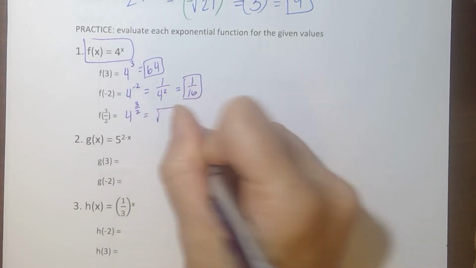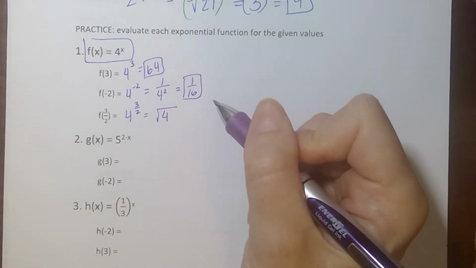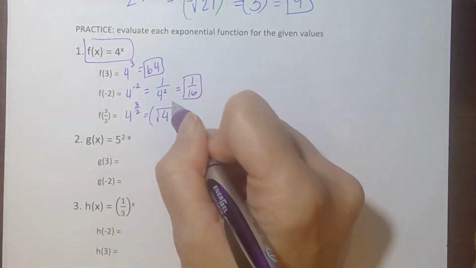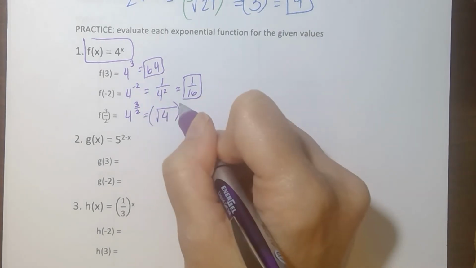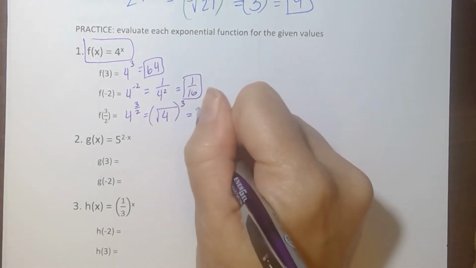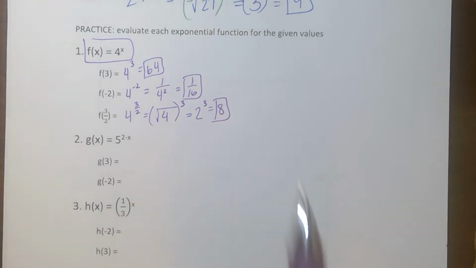Well, rational exponents mean I have a radical. I need to take the root. The 4 is the radicand. My index is that denominator. It's just the square root, so I don't need to write anything there. But then I'm going to need to cube that. The square root of 4 is 2, and 2 cubed is 8.